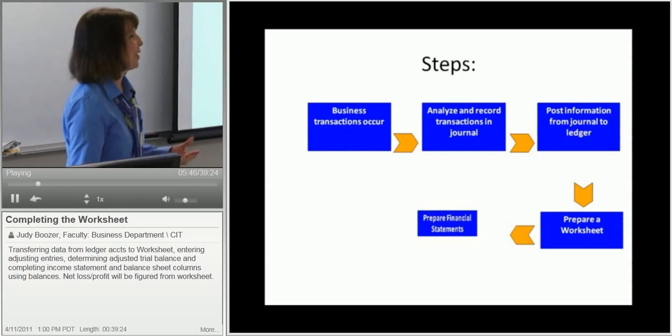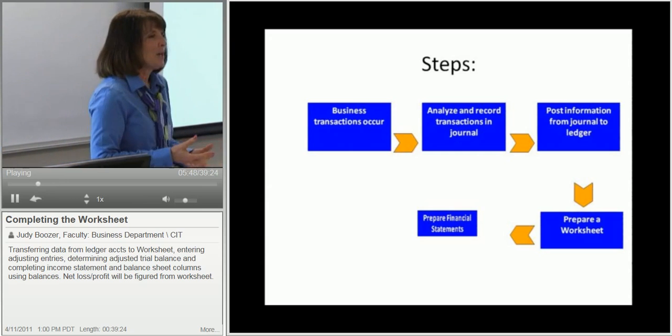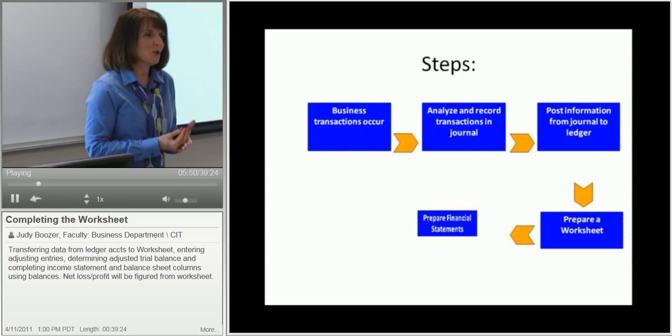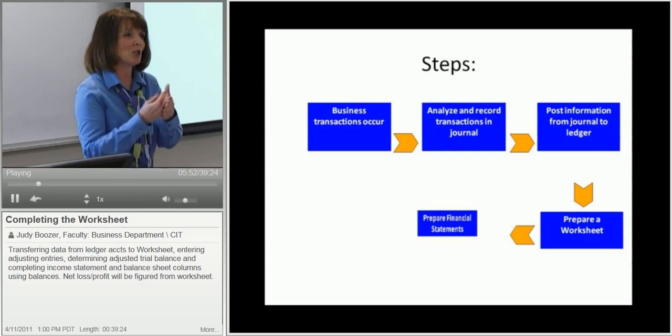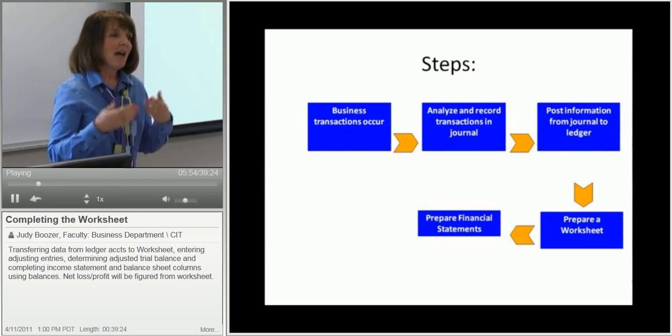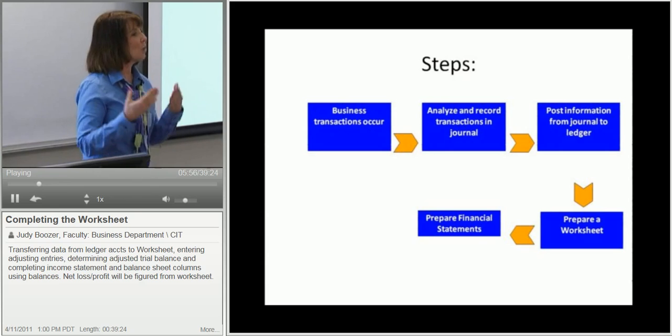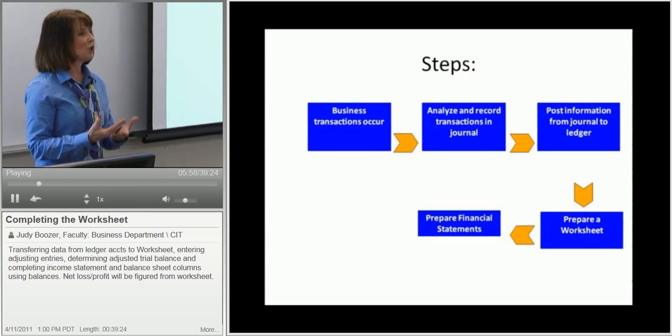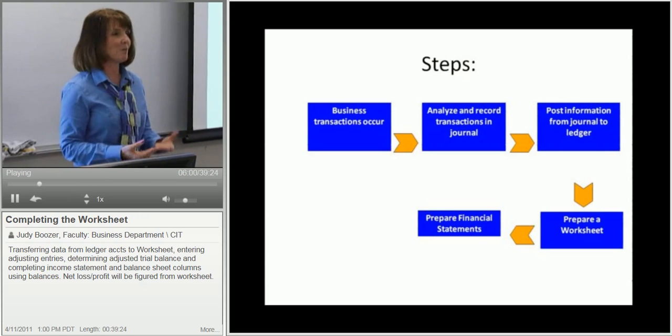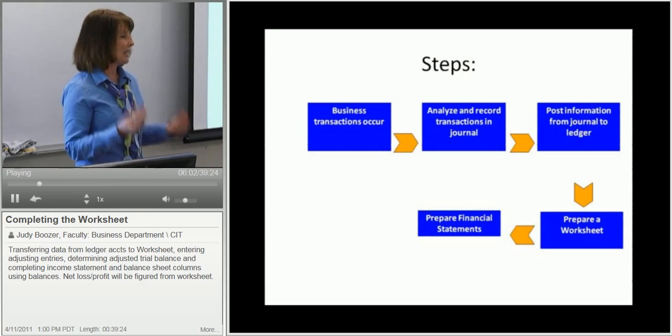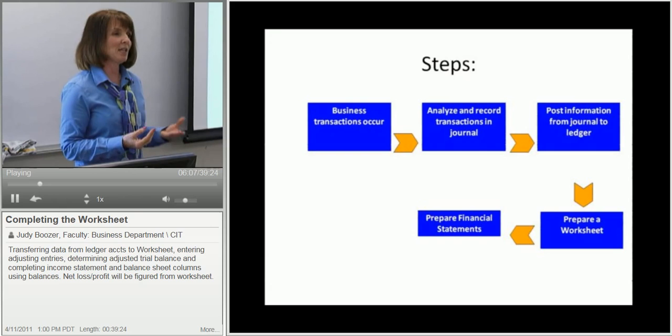The next step is to prepare a worksheet. Because even though we've recorded all these transactions in the journal and posted to the ledger, at the end of a period of time, we're going to do a worksheet, which is going to allow us to adjust some of the accounts that need adjusting. It will also allow us to create and determine financial statements and net income or net loss.